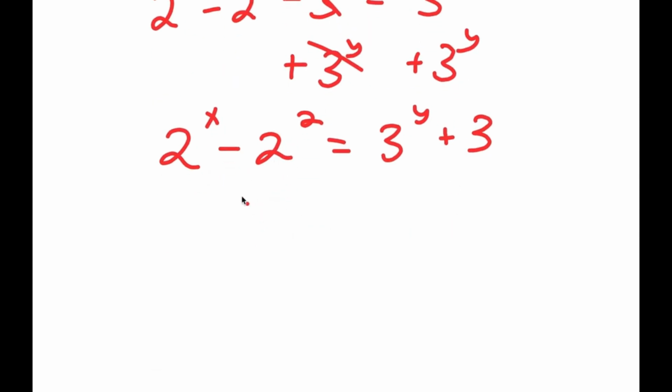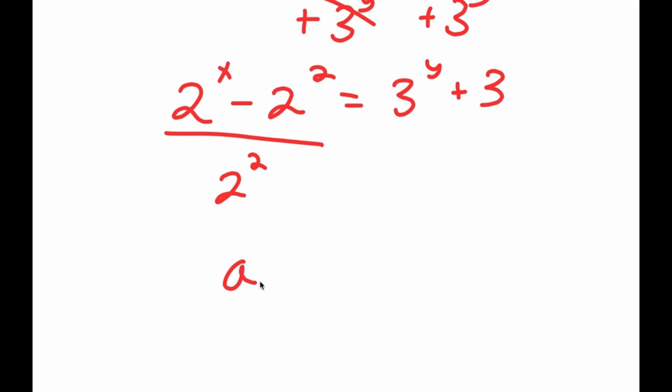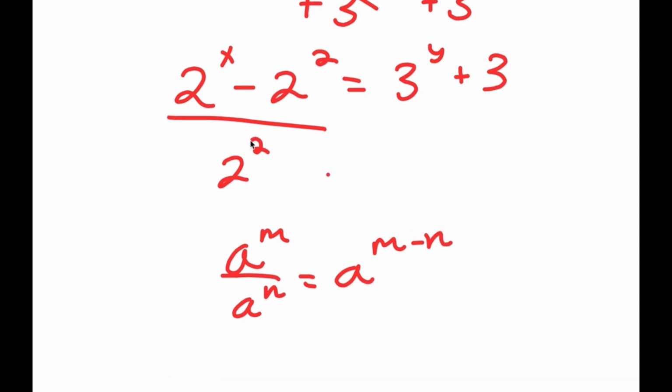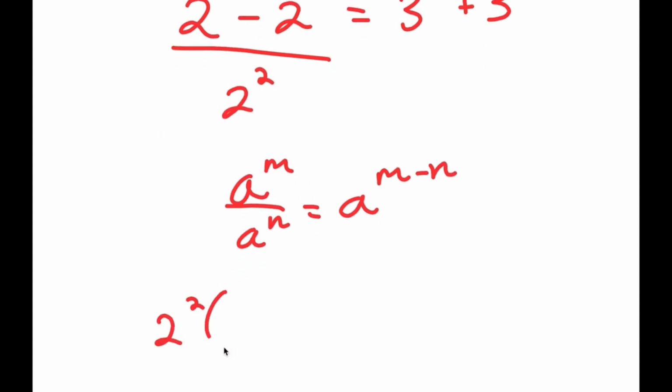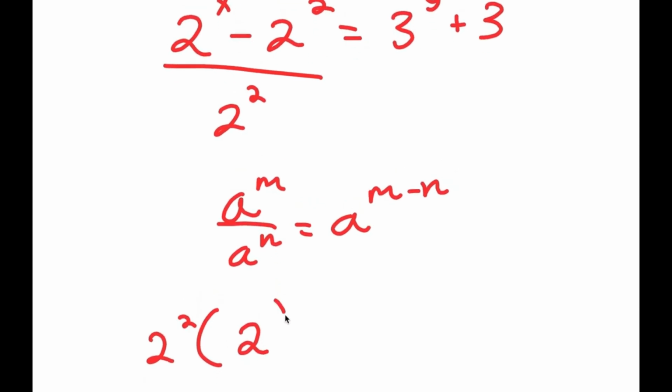Now, for my left-hand side, I'm going to factor out 2 squared. So, actually, instead, I should say I'm going to divide by 2 squared. So 2 to the power of x divided by 2 squared is equal to, well, if I have something in the form a to the power of m over a to the power of n, this is equal to a to the power of m minus n. So that's the same thing as 2 to the power of x minus 2. And then I have this minus 2 squared divided by 2 squared is 1.